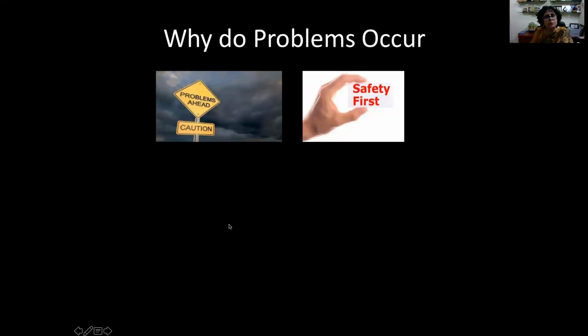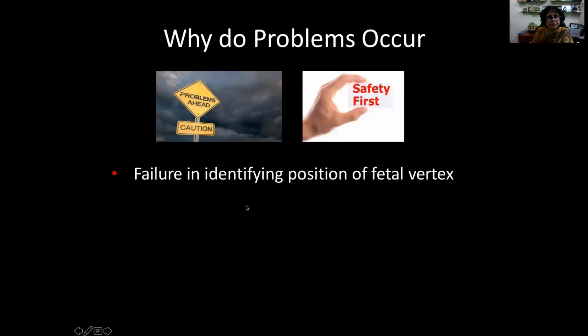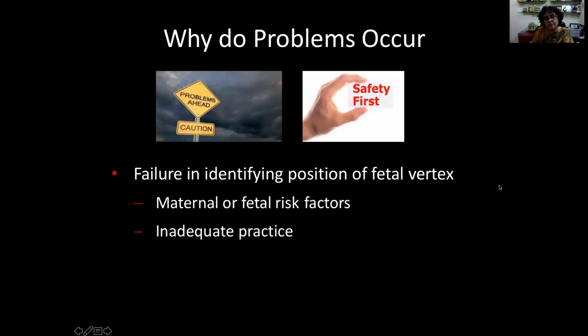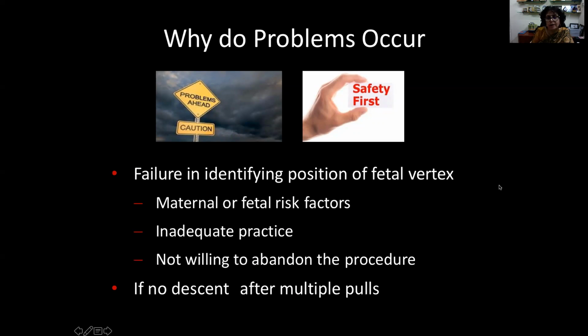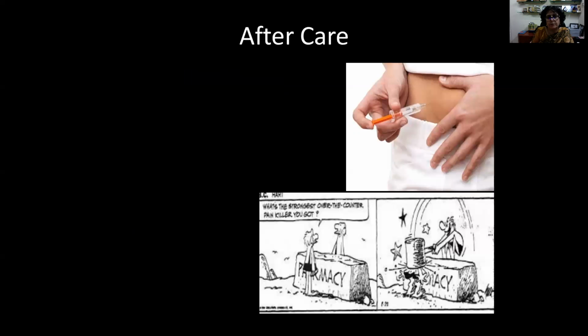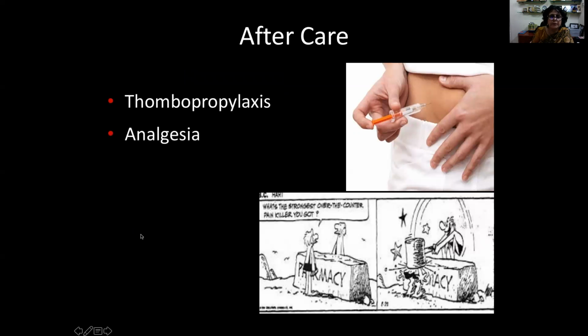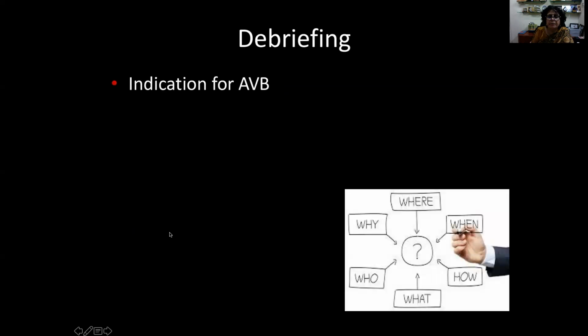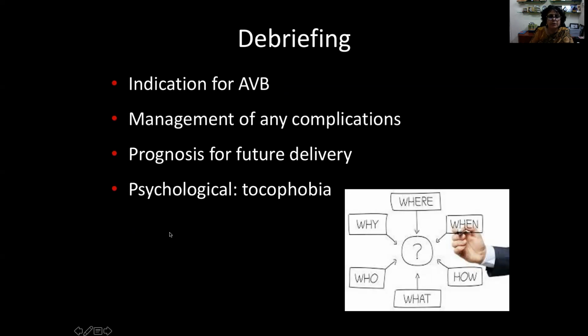Why do problems occur? Problems ahead, caution, safety first. Failure in identifying the position of the fetal vertex, maternal and fetal risk factors, inadequate practice is the ultimate point, and not being willing to abandon the procedure. Continuing the procedure if it is not needed is a big problem, and also if there is no descent after multiple pulls. Aftercare includes thromboprophylaxis, analgesia, bladder care, debriefing, indications for AVB, management of any complication, prognosis of future delivery, and psychological support.